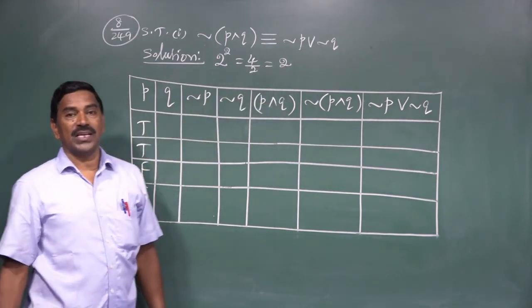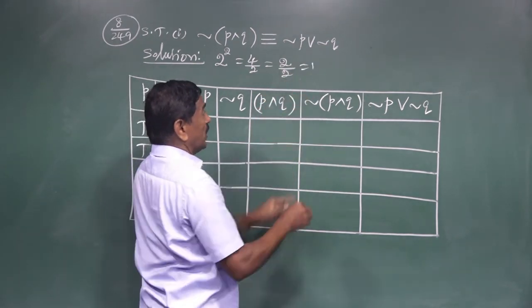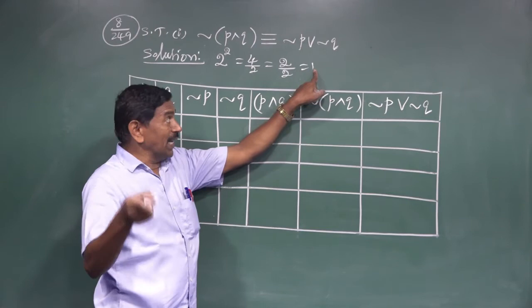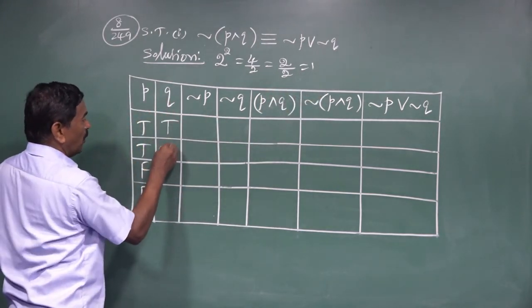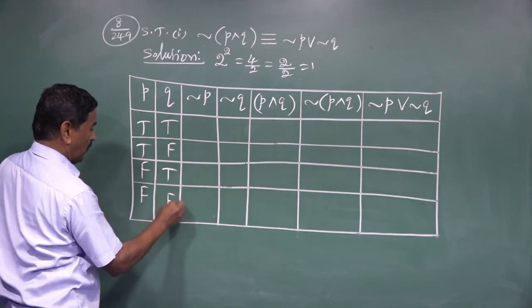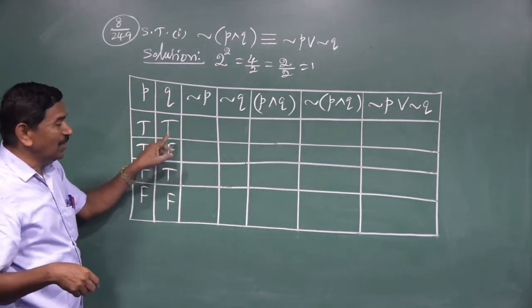Now, think again yourself. This 2 divided by 2 is equal to 1. 1 means in the second column, 1 true and 1 false. So 1 true, 1 false. Here, 2 true, 2 false. Now, half of that.